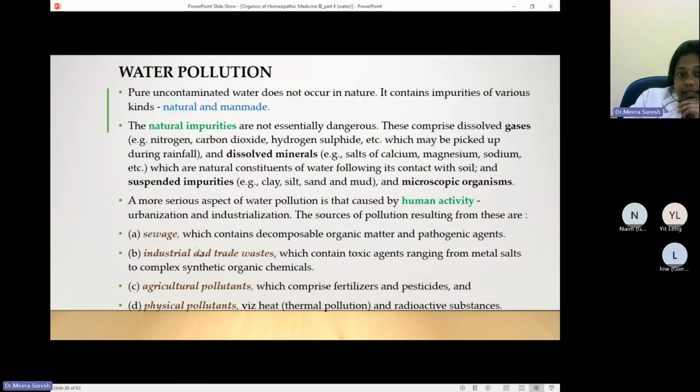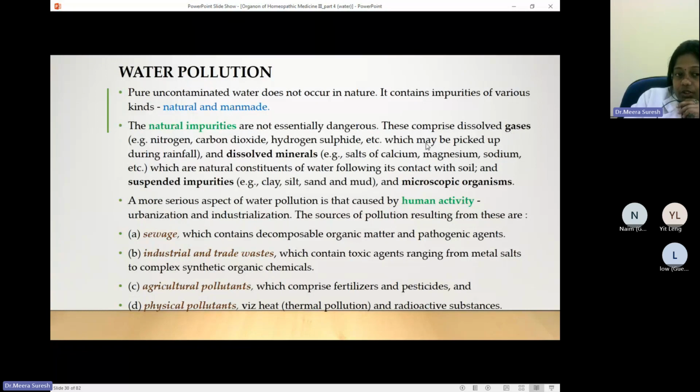Water pollution can happen via two methods, that is natural and man-made. In case of natural impurities or natural pollution, it is not essentially dangerous. At most, the water taste may change, color and appearance may change, but that is not going to make someone very sick. So natural impurities are not essentially dangerous.